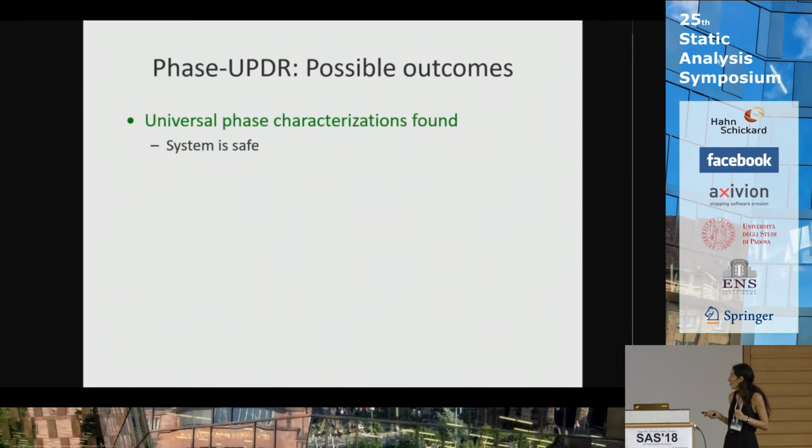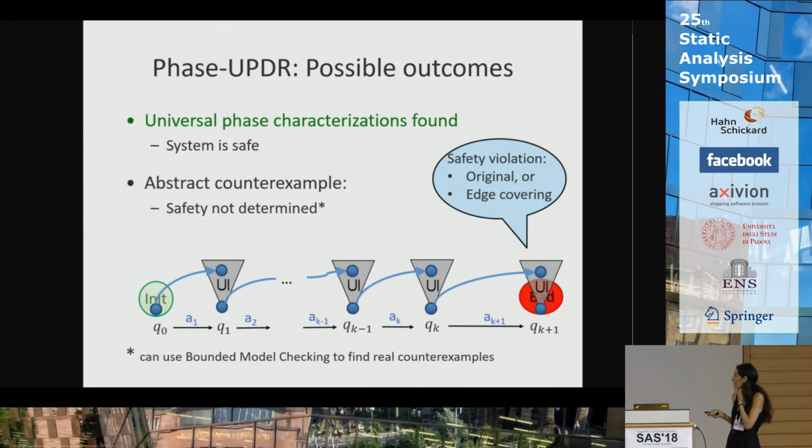Okay, so I will skip this. A nice thing, I will not say much about it, is that one of the outcomes is that we find phase characterizations, universally quantified ones, and then we are happy, we verified. But another outcome is that we found a counterexample. We didn't manage to find phase characterizations, but instead we found some abstract trace. I don't have time to get into the details, but the nice thing is that if we find this abstract counterexample, even though we don't know whether there is a safety violation, we know that there are no universally quantified phase characterizations, which is nice.